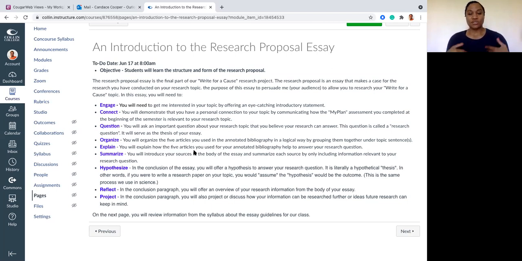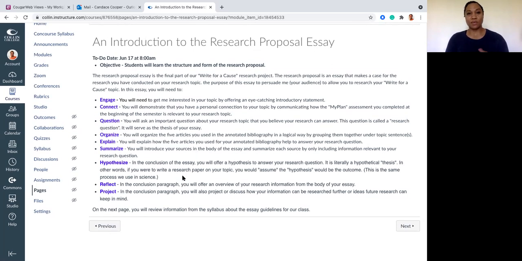The next thing you're going to do is explain how those 5 articles in some way help to answer your research question. So we'll be working on that skill as well. Again, this is a summary assignment, so you'll be summarizing everything. Next, I talked about that hypothesis, that second installation of the thesis statement. That'll happen in your conclusion.